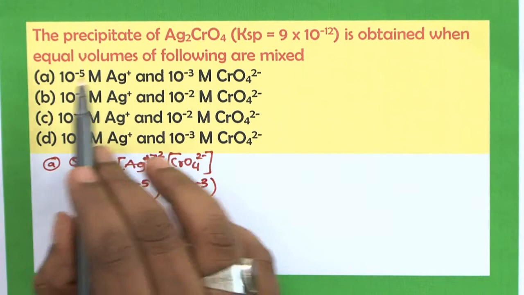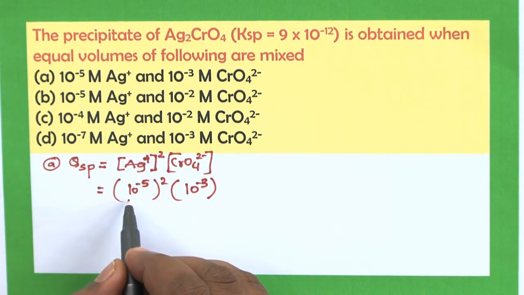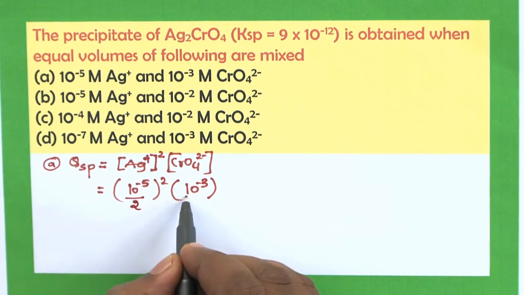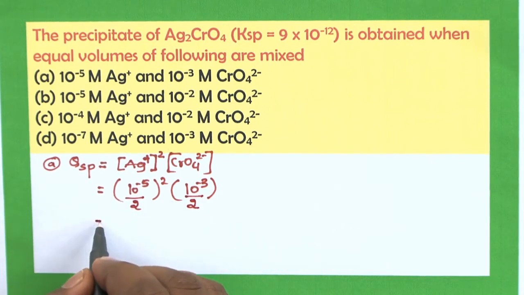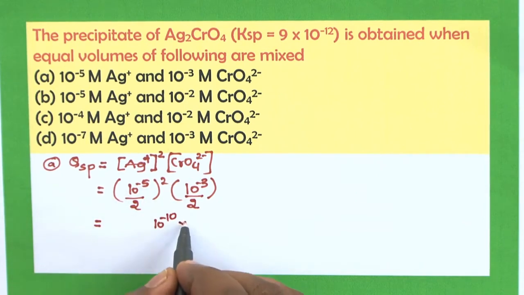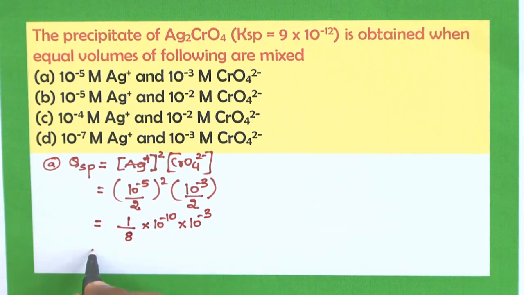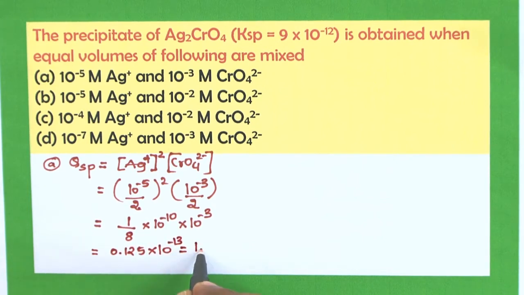Since they have mixed equal volumes, when you mix equal volumes of Ag plus and chromate ion, the concentration reduces to half. So this will be divided by 2, and this also will be divided by 2. So this will be equal to 10 to the power minus 10 into 10 to the power minus 3 into 1 divided by 4 into 2, that is 8. That will be equal to 0.125 into 10 to the power minus 13, that is nothing but 1.25 into 10 to the power minus 14.